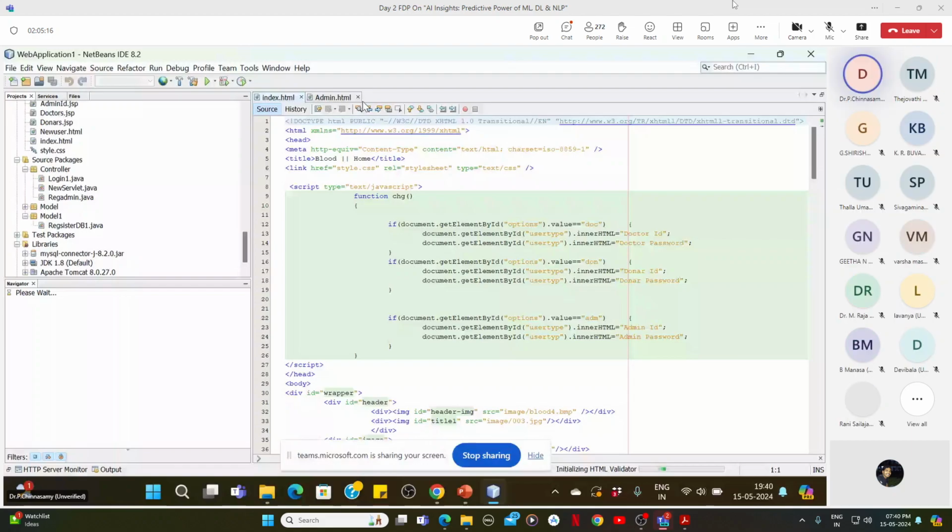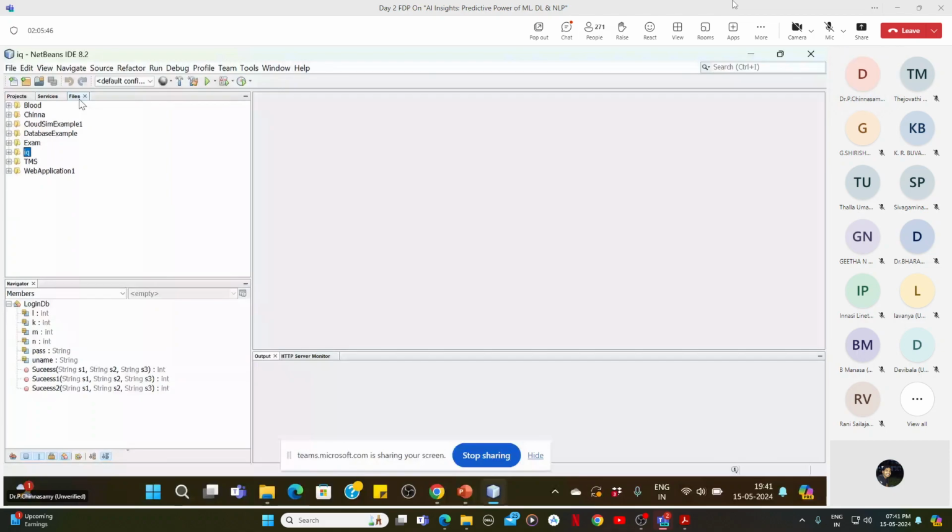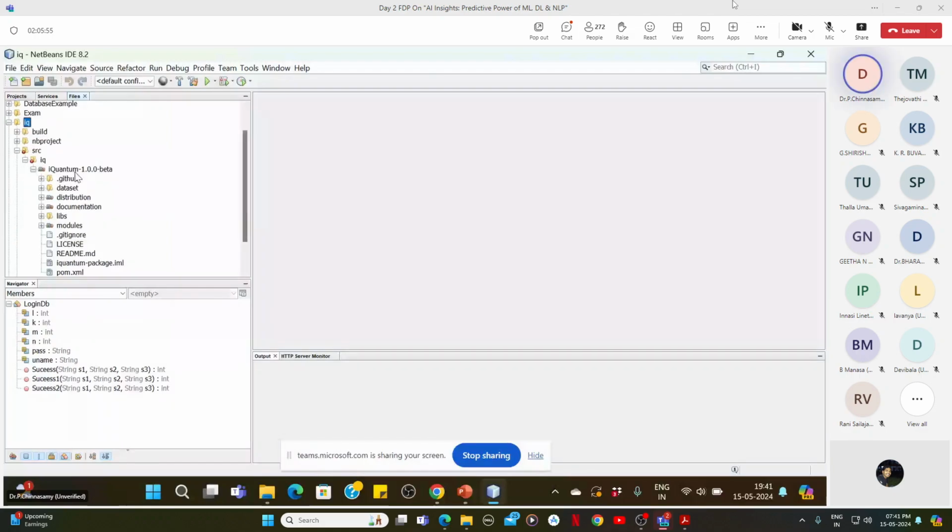So I'm having so many projects, first of all, and minimizing all those things. Here, what I'm having is that I already imported all the files which I downloaded from an iQuantum zip file, right? If you download that zip file, you have one file called iQuantum 1.00 beta version.